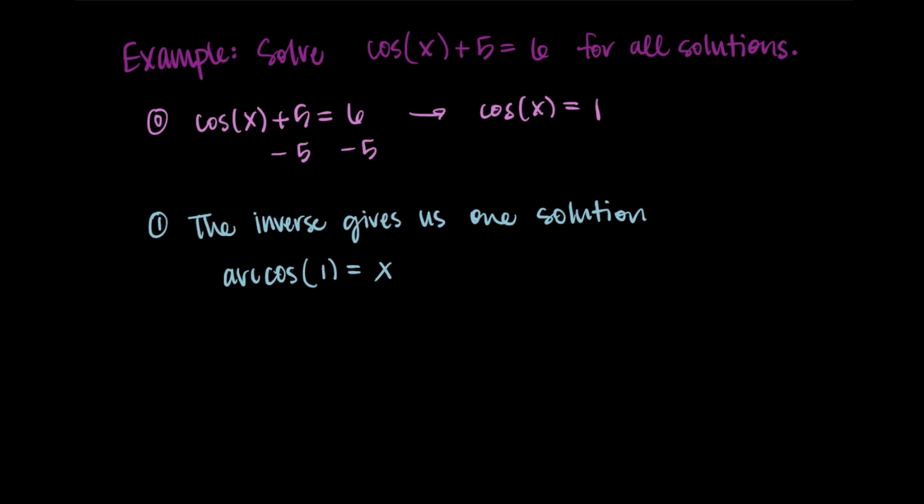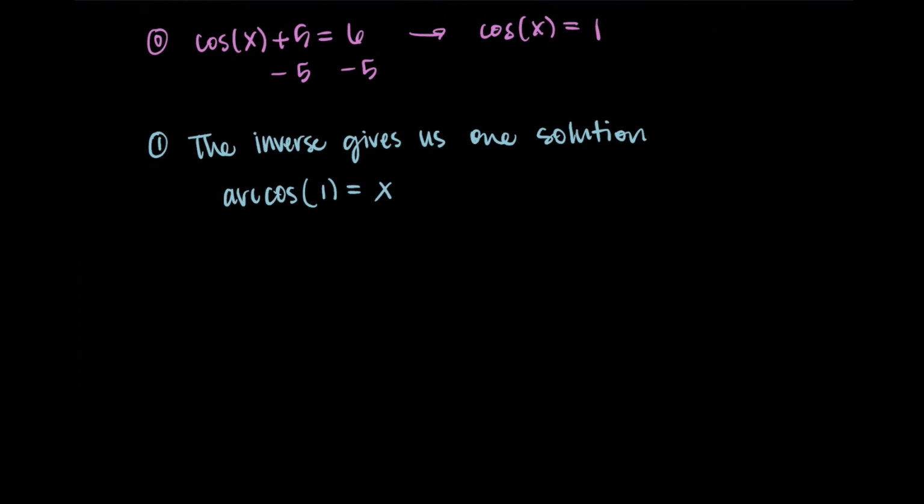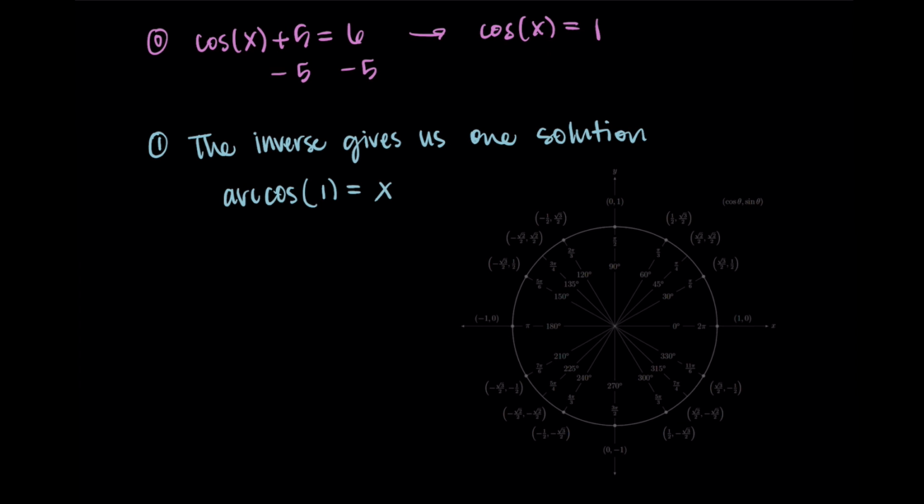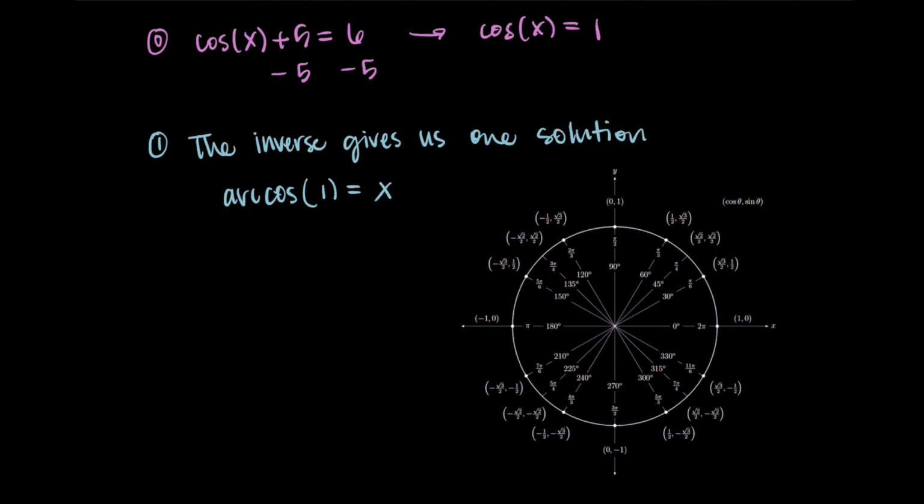And so here we can use the inverse. We can say that our cosine of 1 equals x. That's going to give us one of our solutions. Or we can pop up here the unit circle. So cosine is the x component, and I see that at 0 or 2 pi, I have 1 as the cosine or the x value. And so here, my x is equal to 0 or 2 pi as my solutions.